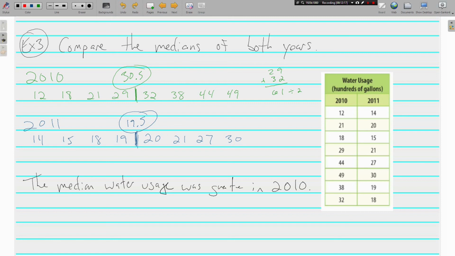Anyway, that's a quick review of mean and median, which are measures of center.